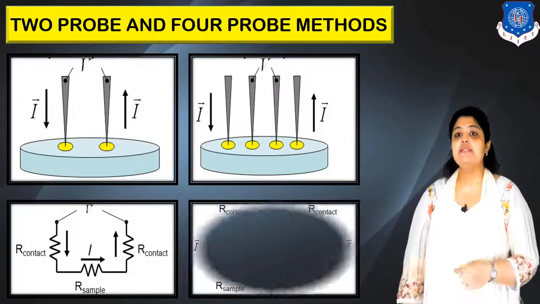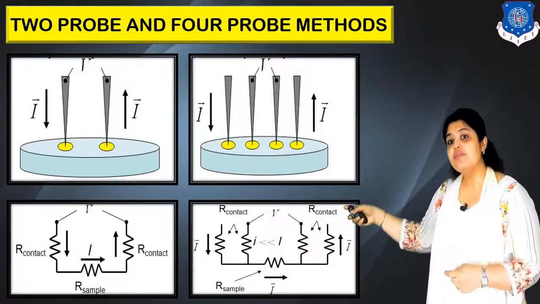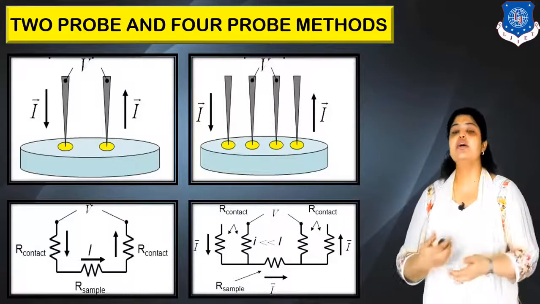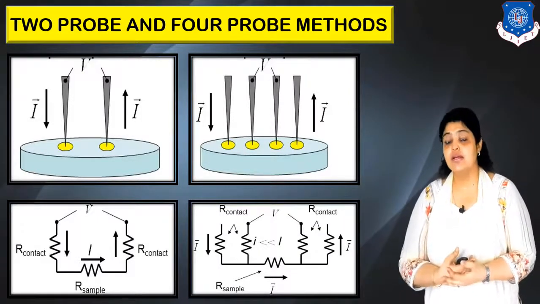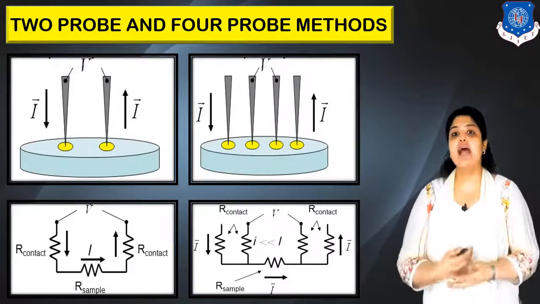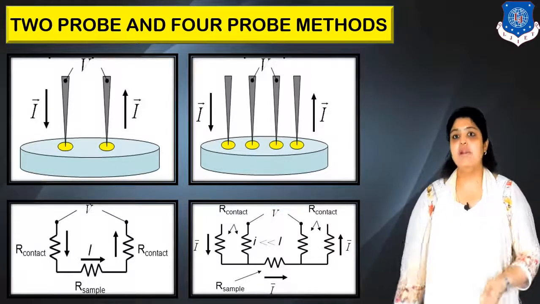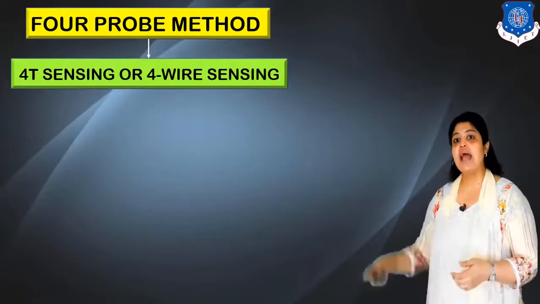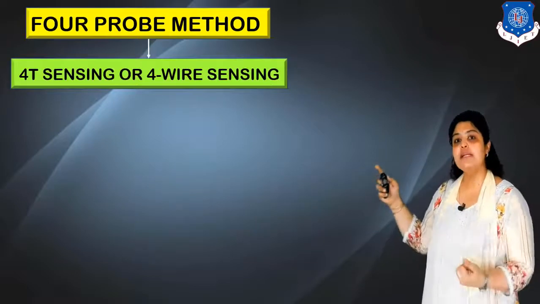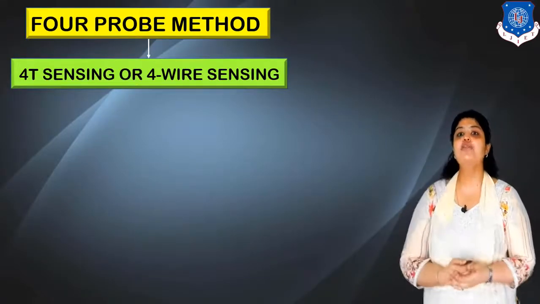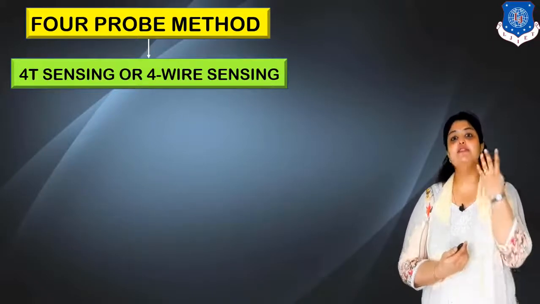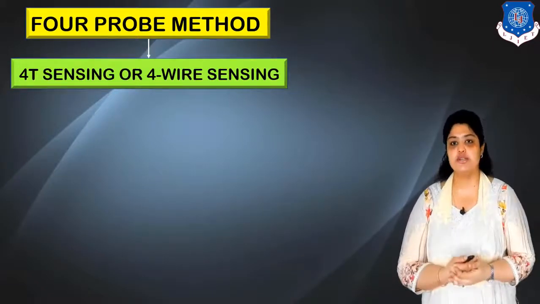So what happens in this type of measurement? The voltage value we are measuring is from the inner 2 probes, and that will not include the contact and the probe resistance. And so we will get a more accurate reading. Now let us move on to what the 4-probe method is. A 4-probe method is also known as 4T or 4-terminal sensing, or you can say a 4-wire sensing method. Why is it known as 4-terminal sensing? Because of the 4 probes which are used to measure.